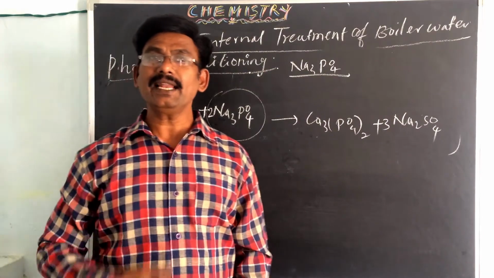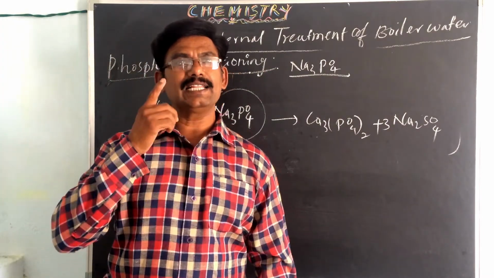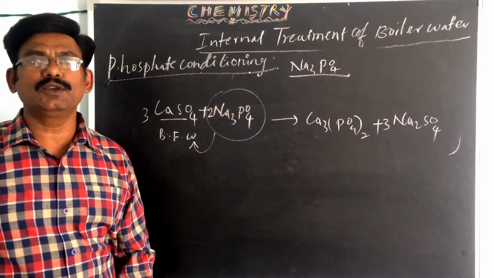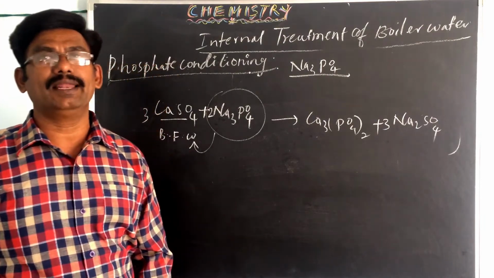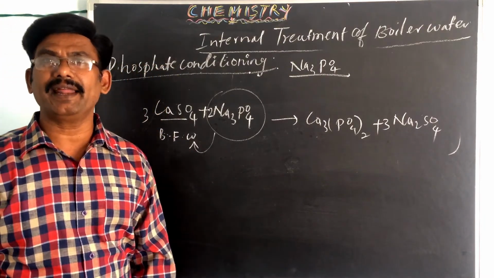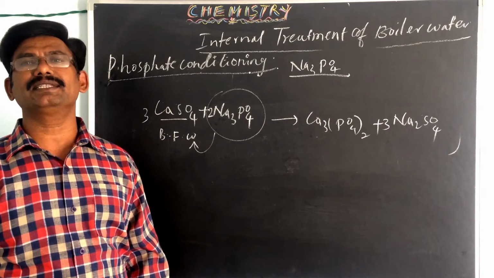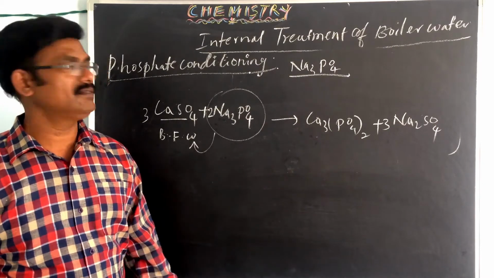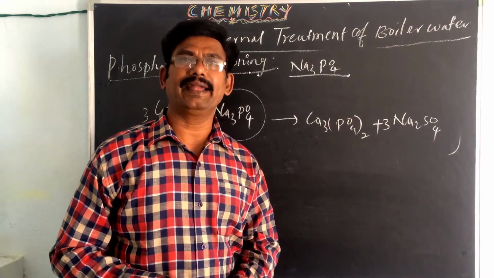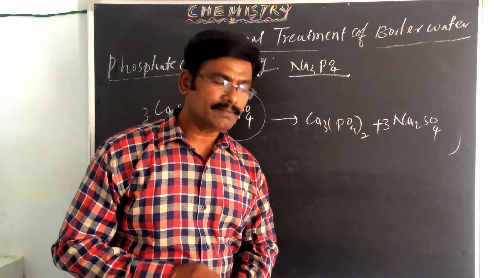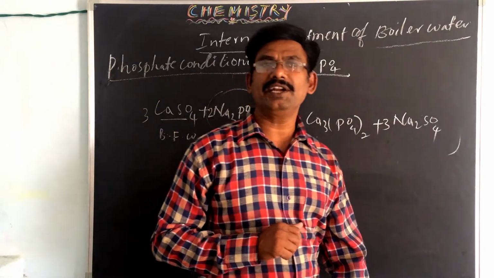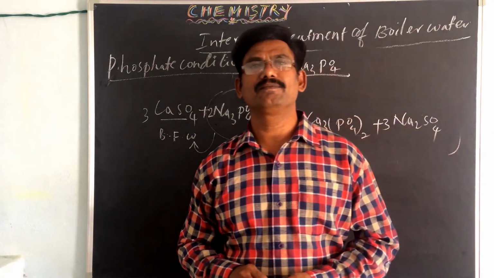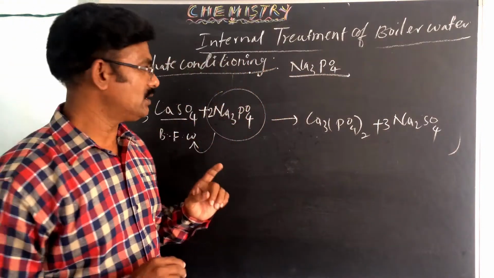So, what is phosphate conditioning? Scale formation can be avoided by adding sodium phosphate. It is used for high pressure boilers. The phosphate reacts with calcium sulfate or magnesium sulfate to give sludges. What sludge is this? Ca3(PO4)2, take it twice. So generally, three types of phosphates are employed in the boiler.